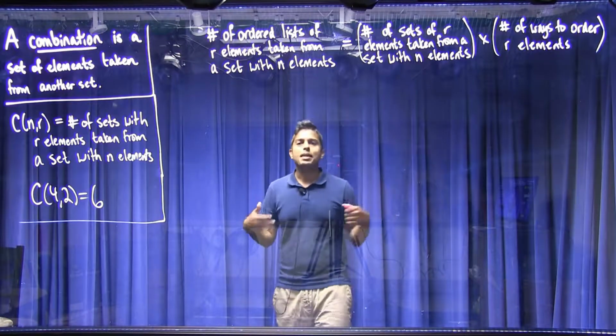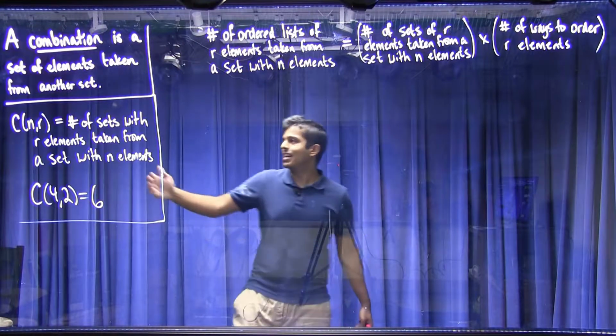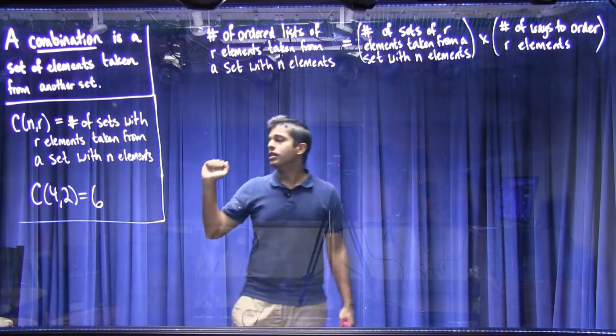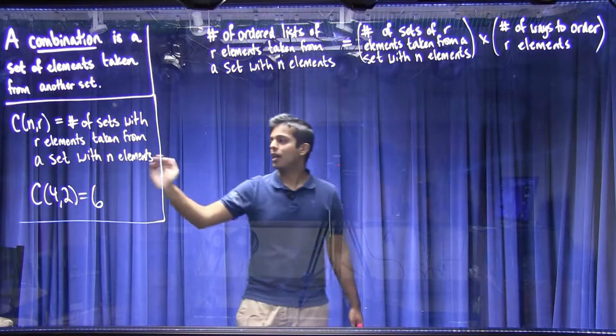Alright, now that you know what a combination is, let's introduce some notation. Just like we had with permutations, we're going to define C of n comma r to be the number of sets with r elements taken from a set with n elements.